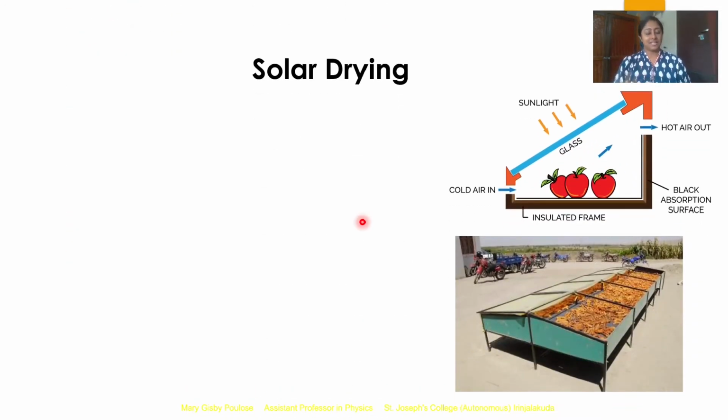Now, the next application using solar energy is solar drying. In this, the fruits or vegetables or meat can be dried up using solar drying units. Here, pictures are shown representing the solar drying units.